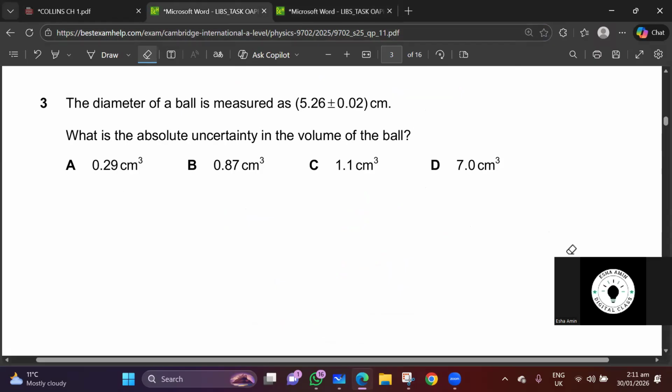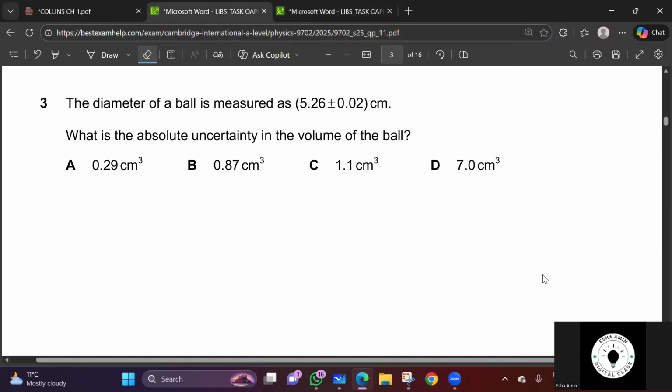Here is the first question. What are they asking? They are saying that the diameter of a ball is measured as 5.26 plus minus 0.02 centimeter. That means this is the measurement of the diameter, and this one is the absolute uncertainty. What is the absolute uncertainty in the volume of the ball?